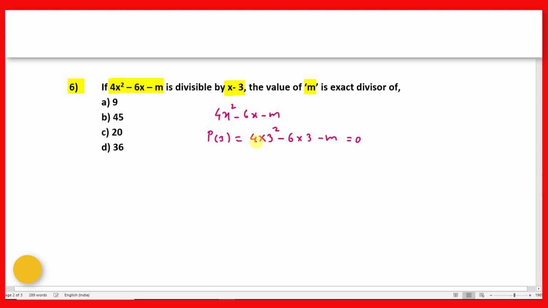And so 4 into 9, that will be 36, minus 6 3s are 18, minus m is equal to 0. If you take m to the other side, it will be plus m. So 36 minus 18 will be 18. So m is equal to 18, and this 18 is exactly divisible by 9, and therefore A option is correct, that 9.